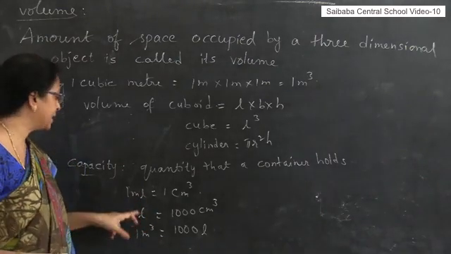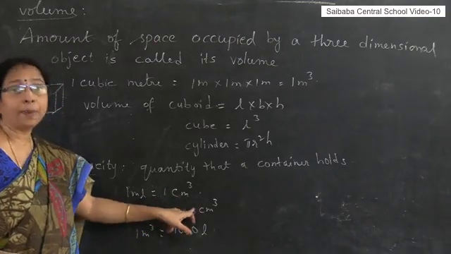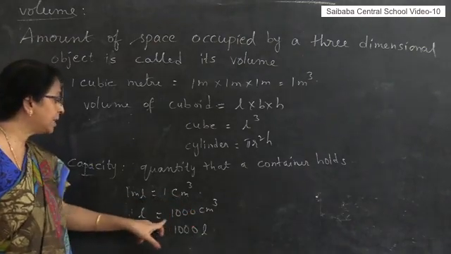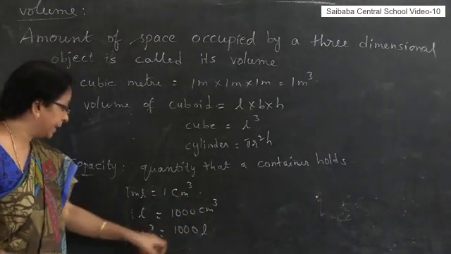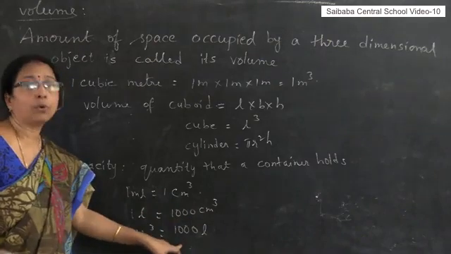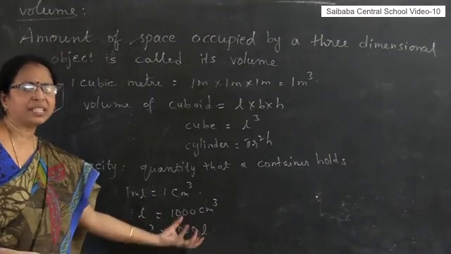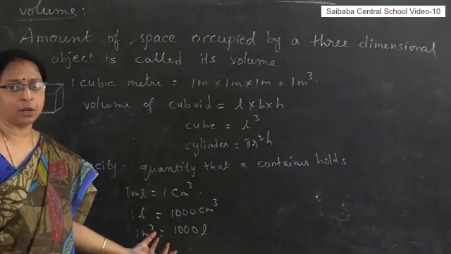We have some units. Please learn these units. 1 milliliter is equal to 1 cubic centimeter. 1 liter is equal to 1000 cubic centimeter. And 1 cubic meter is equal to 1000 liters. So we will sometimes use these values in our exercise also.